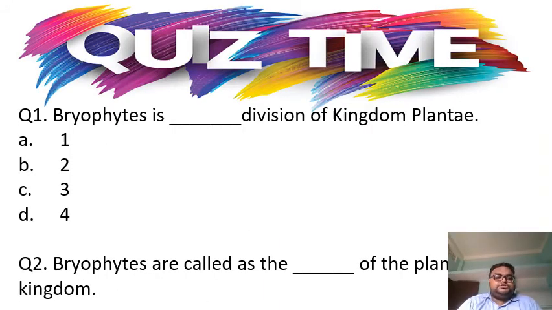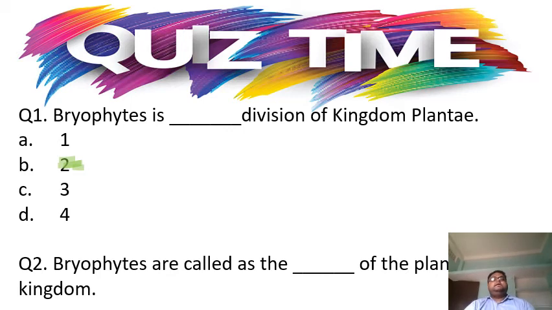Now there is a quiz for you, students. You need to tell me: Bryophytes is dash division of kingdom Plantae. The options are first, second, third, or fourth. Okay, right. The answer is second. And what is the first? The first division is Thallophyta.